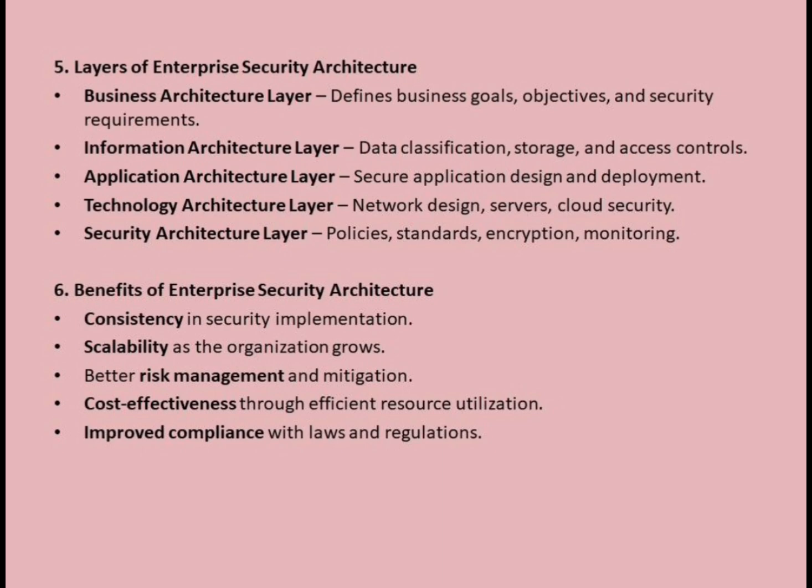without much difficulty. ESA also improves risk management and mitigation by identifying risks in each layer: business, data, applications, and technology. Organizations can handle potential threats before they cause serious harm. For example, a company can prepare for ransomware attacks by maintaining secure backups and monitoring unusual file activity. Cost effectiveness is another advantage, since security controls are standardized and planned. Resources like security tools, staff, and training are used efficiently. For example, instead of buying different antivirus software for each department, the company purchases one enterprise-wide solution, reducing cost.